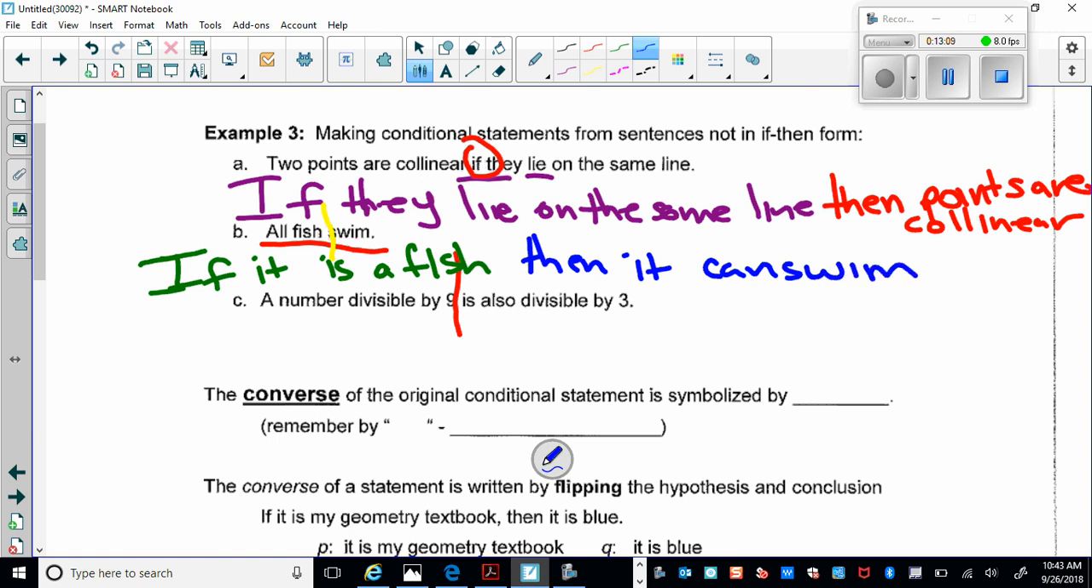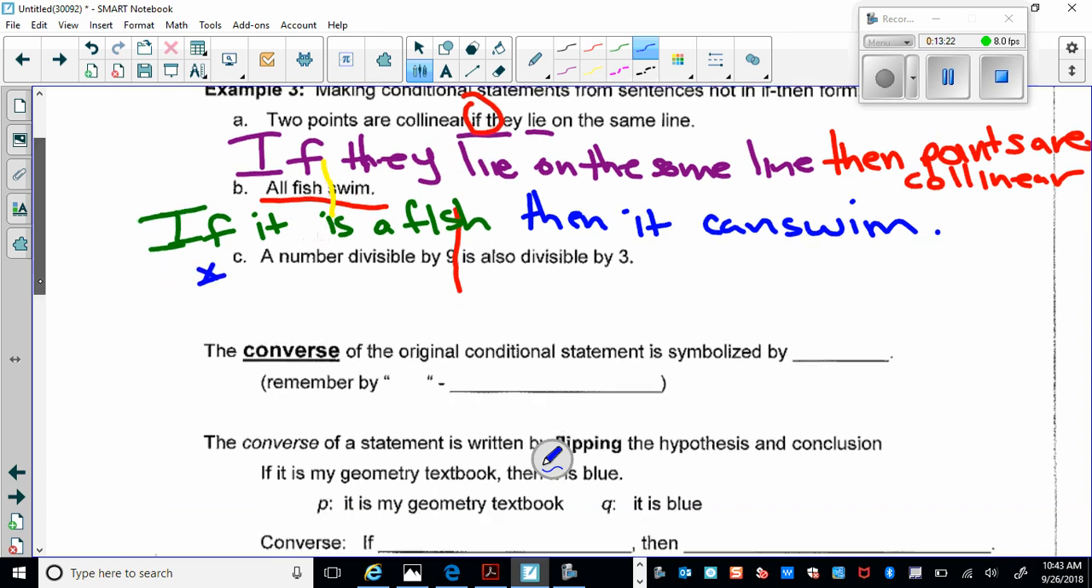Okay, that would be your conditional statement. You wrote it down in if-then form. So just make sure you take the time to understand this. And you guys go ahead and do C, and then we'll talk about it in class.